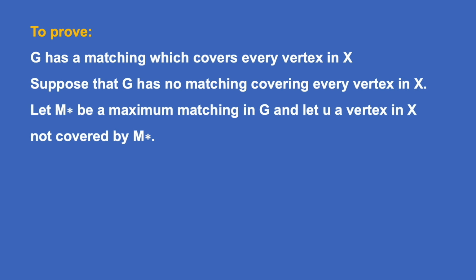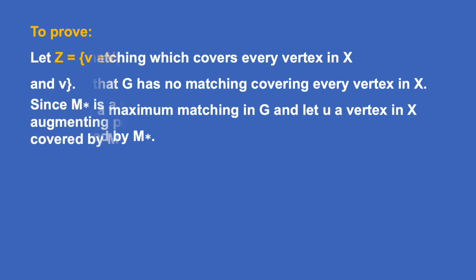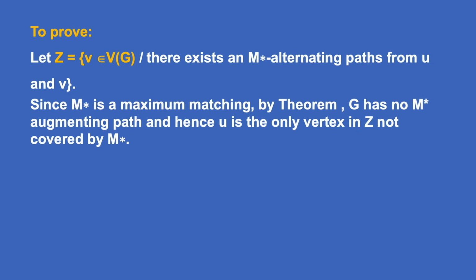Now, we have to prove G has a matching which covers every vertex in X. Suppose that G has no matching covering every vertex in X. Let M star be a maximum matching in G and let U be a vertex in X which is not covered by M star. Let Z be a set consisting of vertices in V of G such that there exists an M star alternating path from U to V.